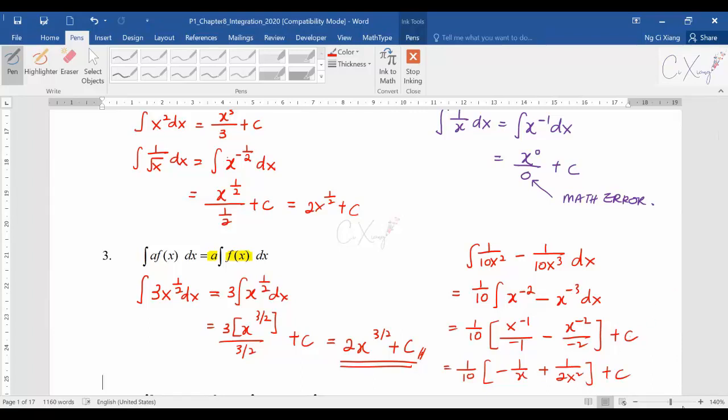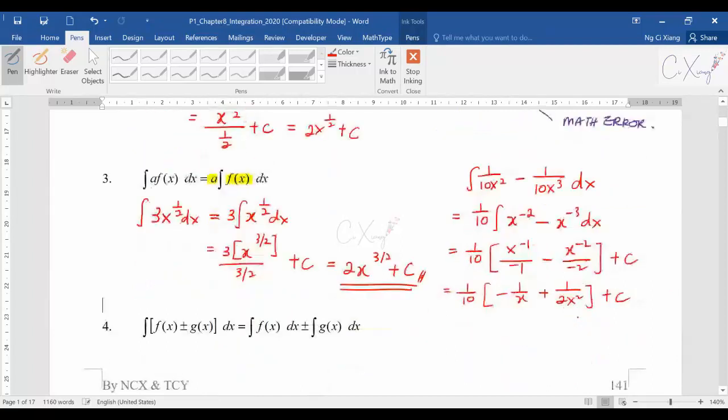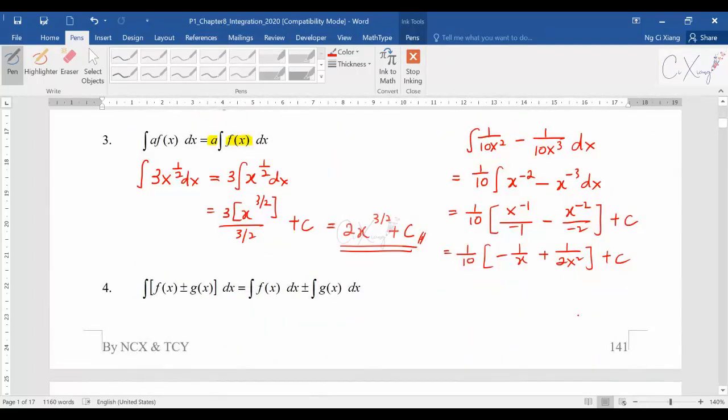Okay, so I hope that you understand all these basic rules here. And now proceed to the fourth one. The fourth one is talking about when you have two functions with a sum or subtraction between them, you can integrate them separately. Alright, so as an example, let's say I have the integration of 1 minus x power 5 divided by square root x.